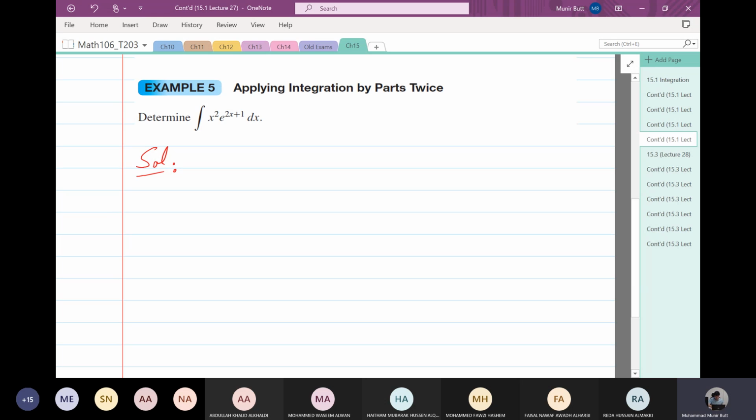So for example, here what we will do, we select a first function and the second function in such a way that the differentiation of the first function is possible and integration of the second is possible. One thing, and the other thing is that when you differentiate, we have simplification, and here integration of e to the power 2x plus 1.